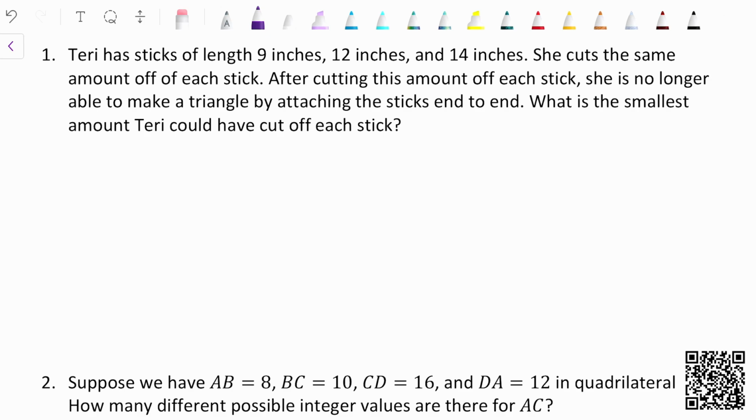Today's first question is, Terry has sticks of length 9 inches, 12 inches, and 14 inches. She cuts the same amount off of each stick. After cutting this amount off each stick, she is no longer able to make a triangle by attaching the sticks end to end. Shocker. What is the smallest amount Terry could have cut off each stick?